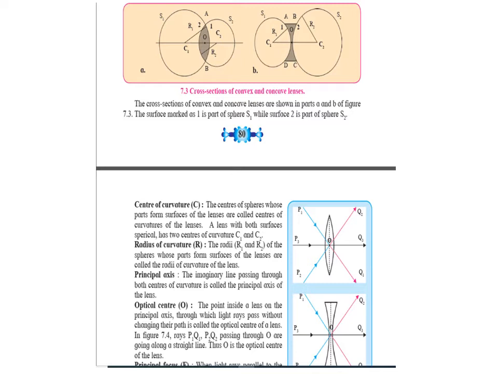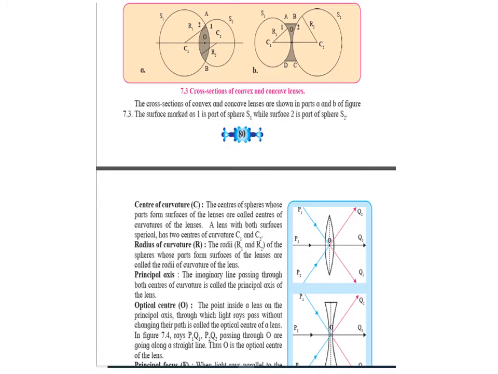What is principal axis? Principal axis is an imaginary line passing through both the centers of curvature, called the principal axis of the lens. You can see, if you imagine, there is a line passing through both the centers. Optical center. Optical center is O.